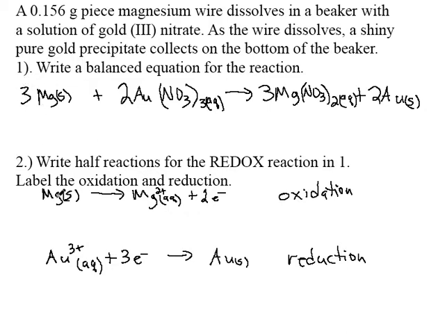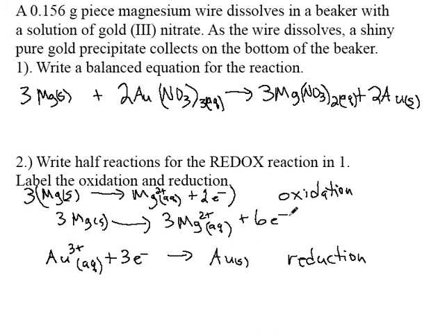We see that there's 3 magnesiums, so we need to multiply the entire oxidation half reaction by 3. So the complete oxidation half reaction will be 3 magnesium becomes 3 magnesium 2+ plus 6 electrons.